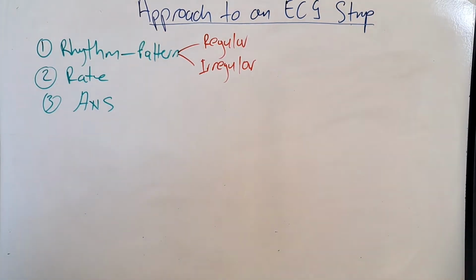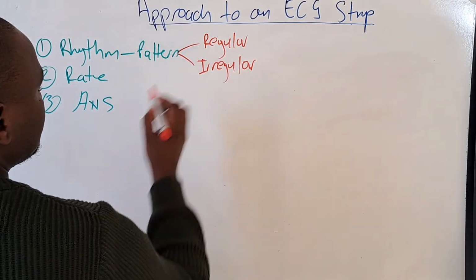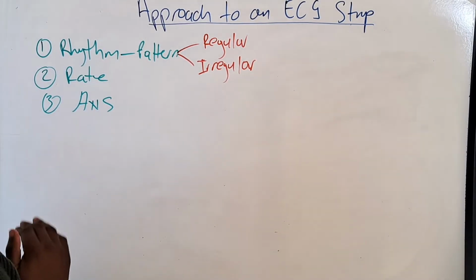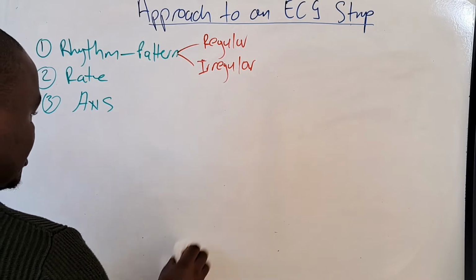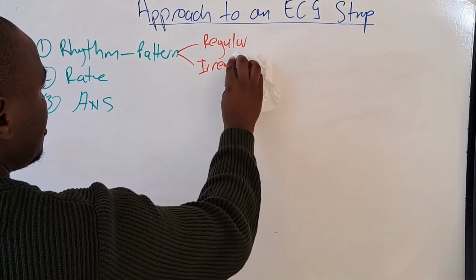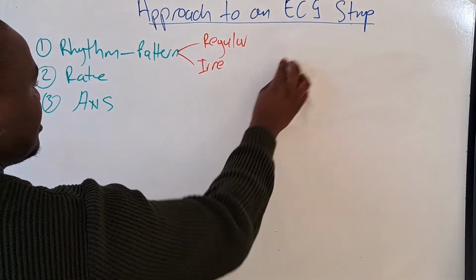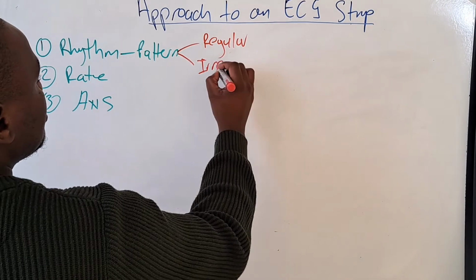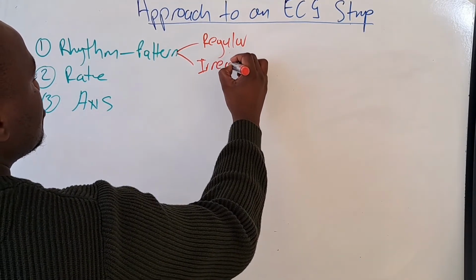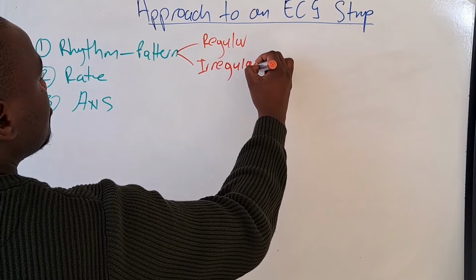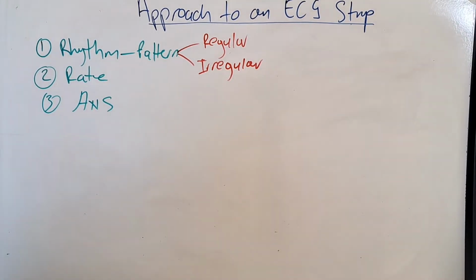I'm not going to get into regularly irregular or irregularly irregular. We're going to talk about those later on. We just want the pattern. All we want is: is it regular or is it irregular? This is what we want to know at this point. Now I'm going to show you the easiest method of trying to figure that out.